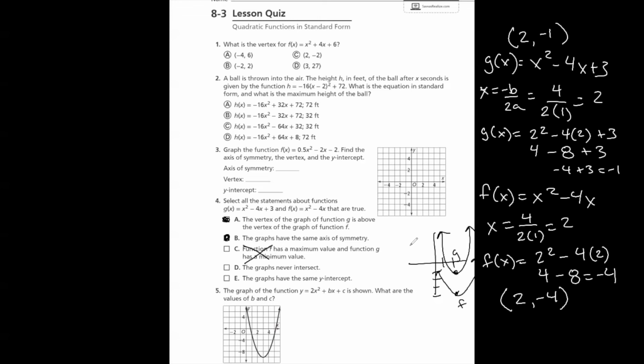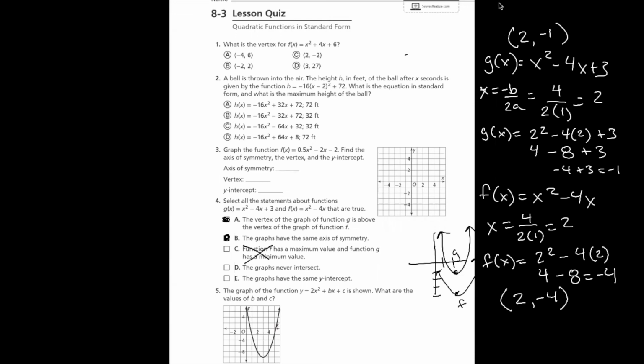Letter D, the graphs never intersect. Because these graphs are located on different spots, you can see that G is directly above F. As G is expanding, it looks like it would intersect, but F is also expanding at the same time. So these will never intersect. They're going to always be separated. As one's increasing, so is the other one. So they will not intersect.